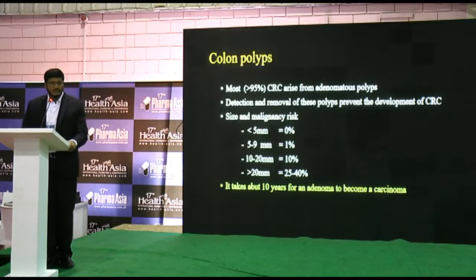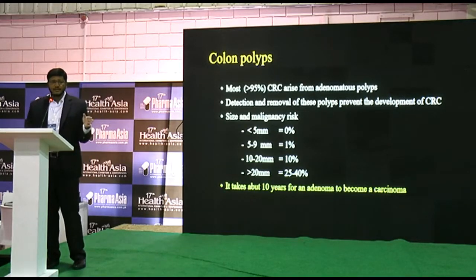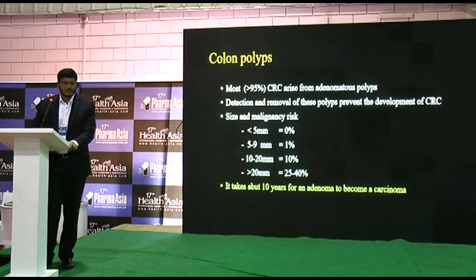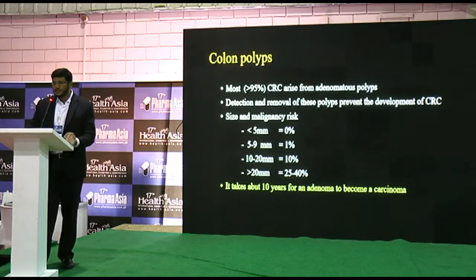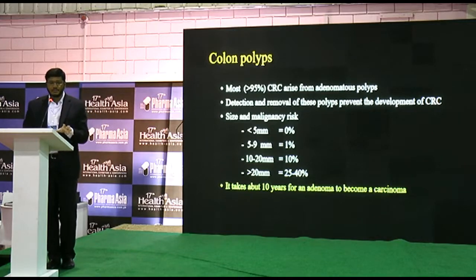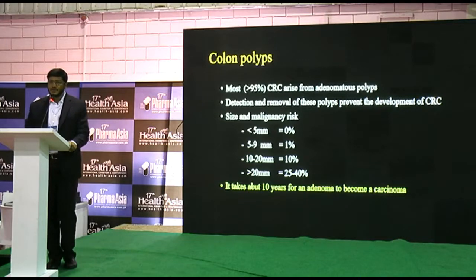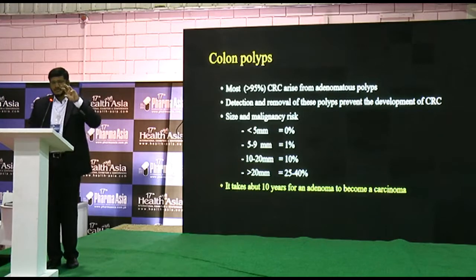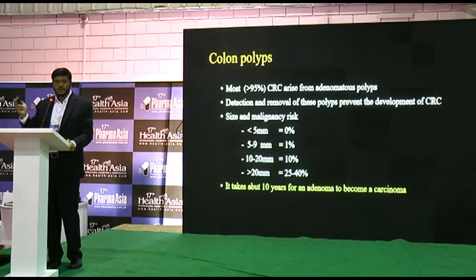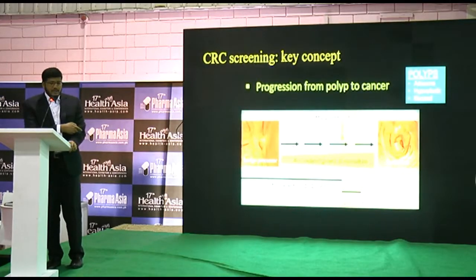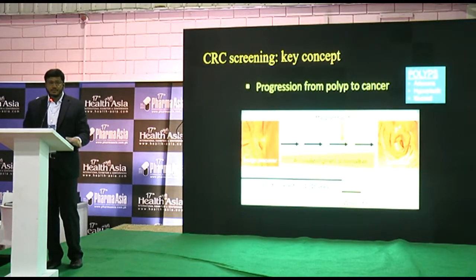Regarding size and malignancy risk, small polyps of less than 5 millimeters have no risk of developing colorectal carcinoma, while 5 to 9 millimeter polyps have a very low risk of 1%. Polyps of 10 to 20 millimeters have a propensity for developing colon carcinoma of 10%, while larger polyps of more than 2 centimeters have a risk of malignancy of 25 to 40%. It takes about 10 to 15 years to convert from a small polyp to a malignant carcinoma. So here is the key concept of where CT colonography is positioned in the screening world.